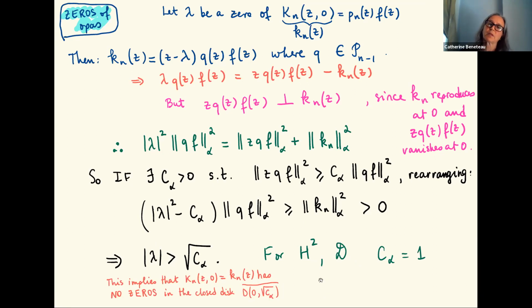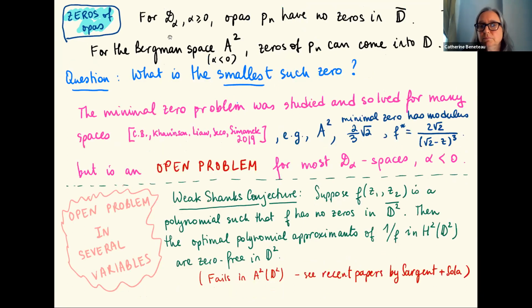Okay, so just saying this again. So for the Dirichlet space, the optimal approximants have no zeros in the closed disk, and for the Hardy space and for alphas between 0 and 1, no zeros in the closed disk.